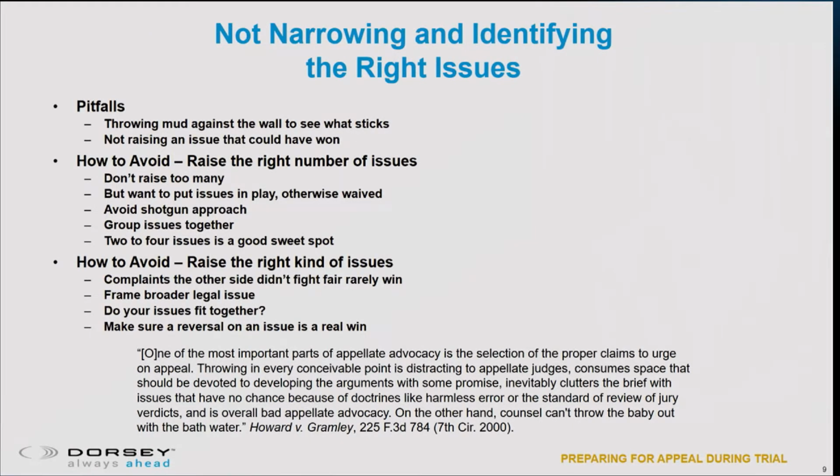Affirming that one of the most important parts of appellate advocacy is the selection of the proper claims to urge on appeal. Throwing in every conceivable point is distracting to appellate judges, consumes space that should be devoted to developing the arguments with some promise, inevitably clutters the brief with issues that have no chance because of doctrines like harmless error or the standard of review, and is overall bad appellate advocacy. But on the other hand, counsel can't throw the baby out with the bathwater.